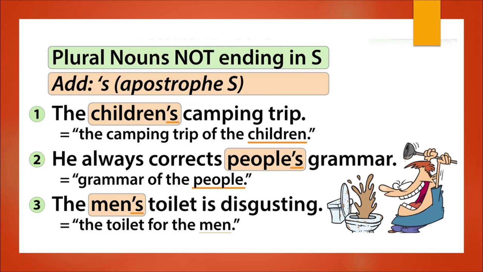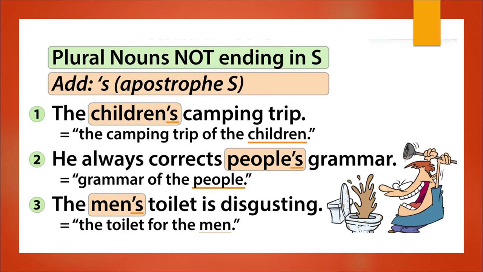Second example. He always corrects people's grammar. Now, people's grammar. When we are talking about people, here is the plural of person. Okay? People is plural. Person is singular. So, he always corrects people's grammar. What is the meaning of people's grammar? Grammar of the people. Okay? Again, we just need to add apostrophe S.